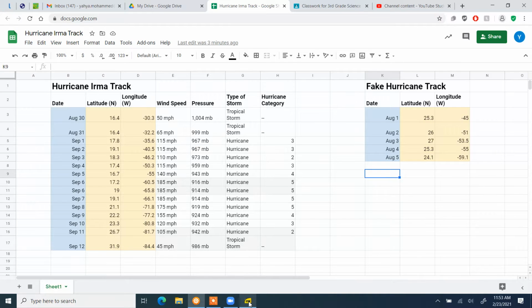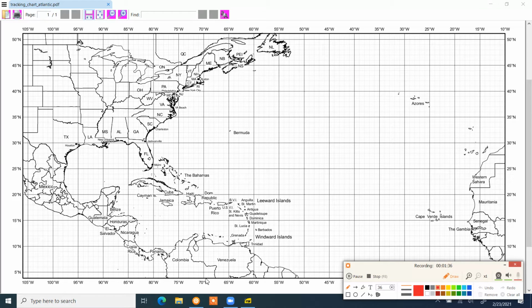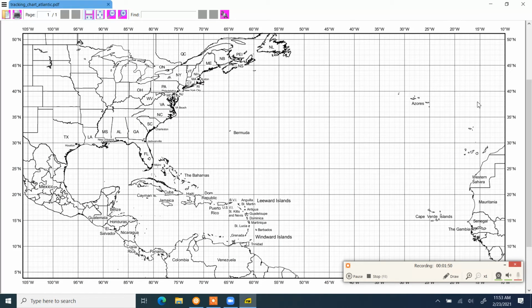Let's take a look at what that looks like on the map. The first one I have is 25.3 north, so let's try to find where that is. Notice we have a bunch of numbers all along the map, at the very top and over here on the right. I was looking for 25.3 north, so that's going to be on the right side. Notice all of these have the letter N next to it.